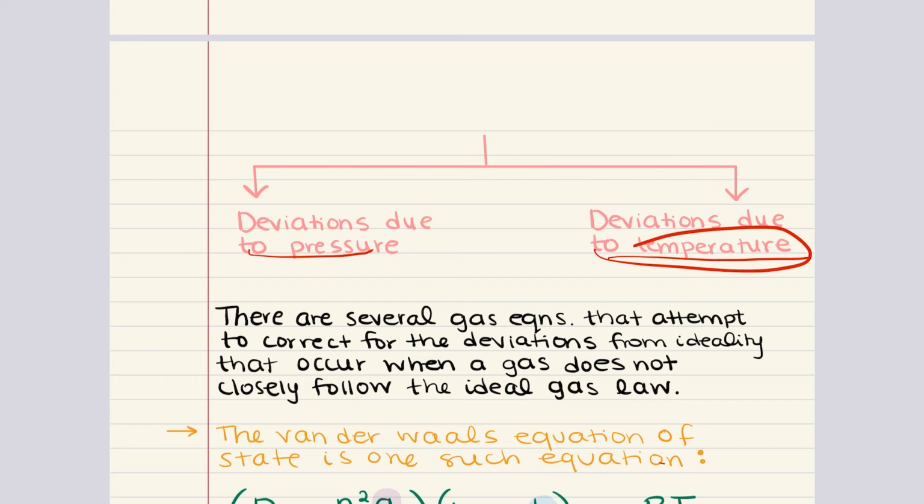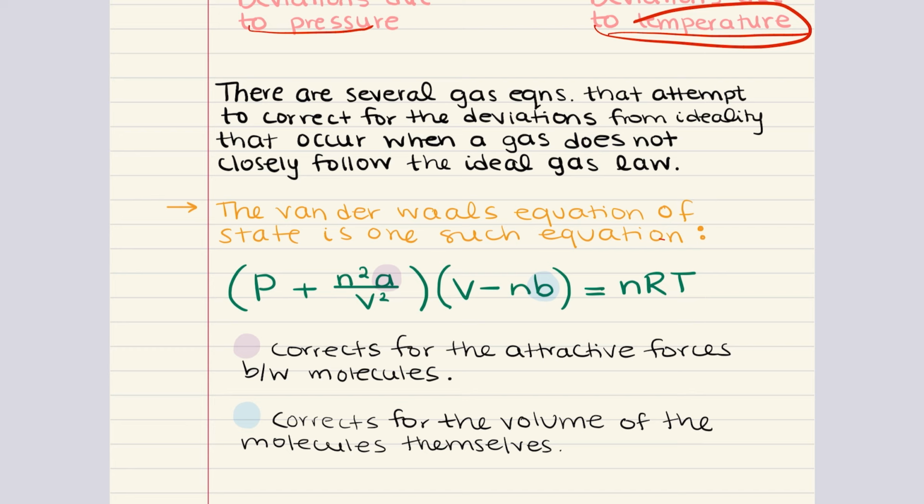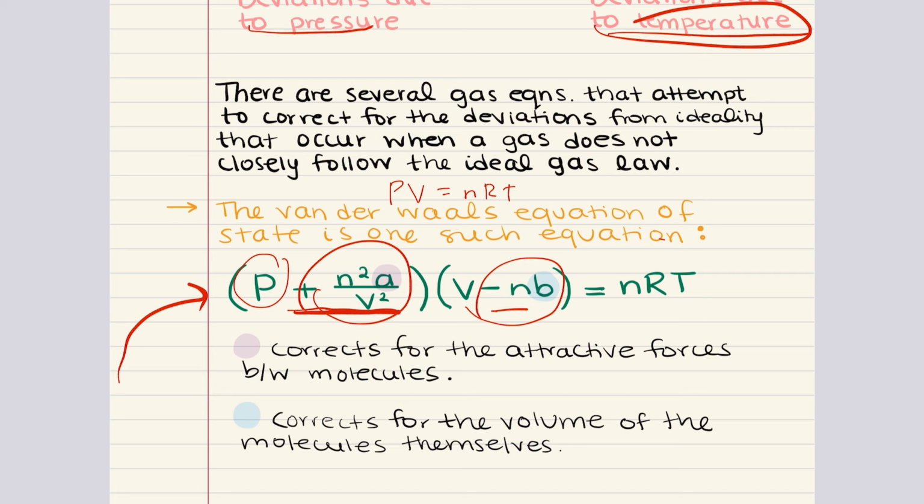With that being said, there are several gas equations that attempt to correct for the deviations from ideality that occur when a gas does not closely follow the ideal gas law. The van der Waals equation of state is one such equation, and it's written right here. Now we notice that there is a term that's added to pressure and a term that's subtracted from volume. That's what's different here from the ideal gas law. Remember, ideal gas law is PV equals nRT. This van der Waals equation of state is a little different because it has this added term to pressure and this subtracted term from volume. Let's talk about this a little more.